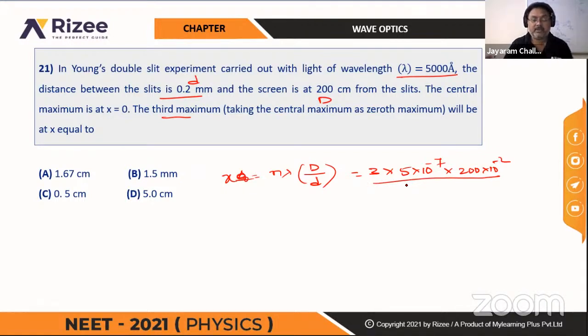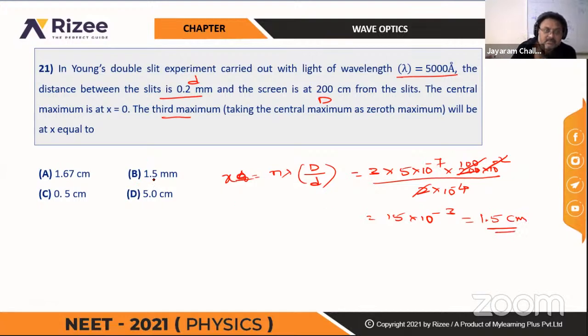What is the small d? It is 0.2 mm. Since it is 0.2 mm, we can directly write it as 2 into 10 to the power of minus 4. So obviously this goes for 100 times and these two will be removed. And this is 15 into 10 to the power of minus 7 plus 4, which will be minus 3. Or else I can write it as 1.5 centimeters. I can write it like this. So this should be in centimeters. All the units are in centimeters only.